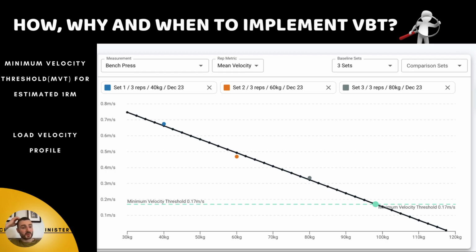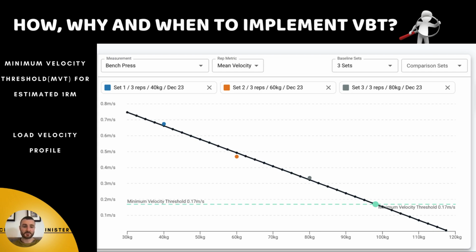So, other ways that we can look at using and implementing velocity-based training. We've covered intent. So now we look at estimating 1RMs. Essentially, it's not always what we could call efficient to test an athlete's 1RM in a movement, but we can use something called minimum velocity threshold for an estimated 1RM, using a load velocity profile. This is an example of a load velocity profile here in front of you. This is done on a bench press.